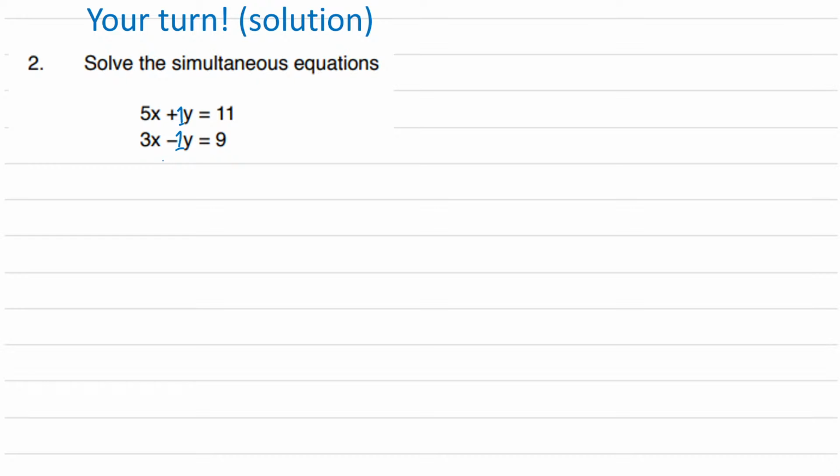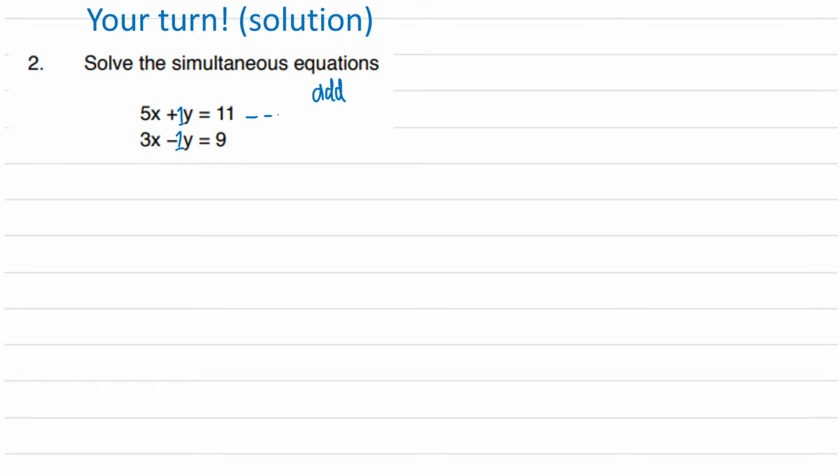So am I going to add or subtract? If I subtract, I'm going to get 2 y's because it'll be 1 y, take away minus y. It will become 1 plus y. So I can't do that. It means I need to add the 2 equations. So we're going to add. So remember, if the coefficients have a different sign, then you need to add, okay?